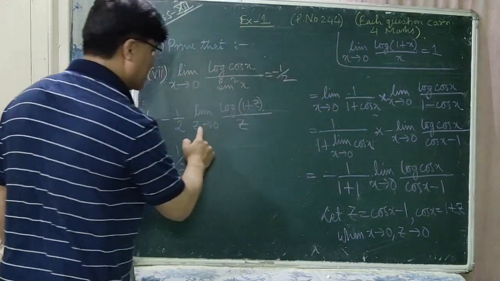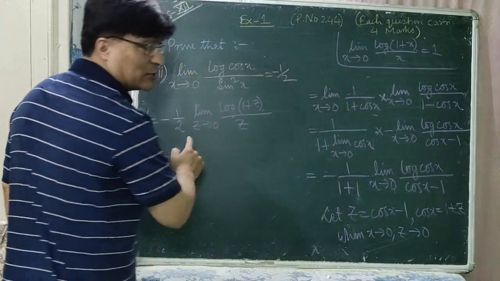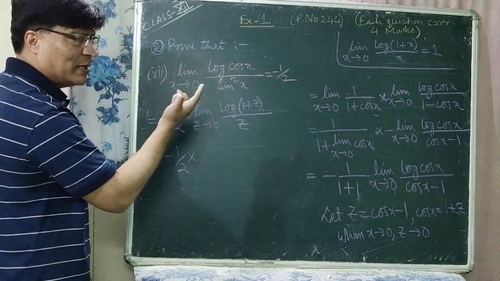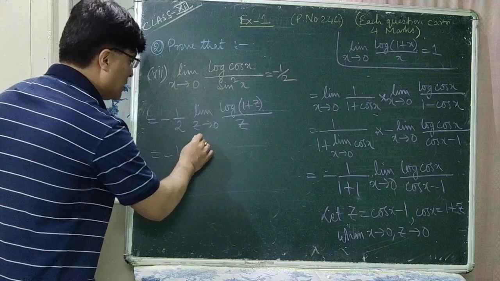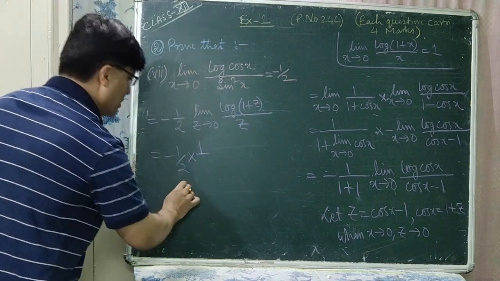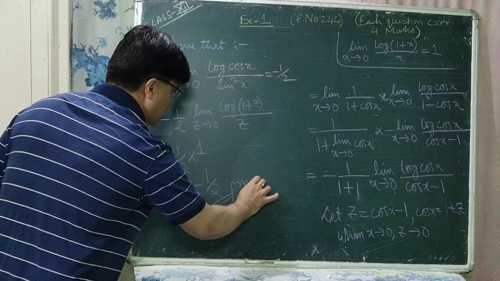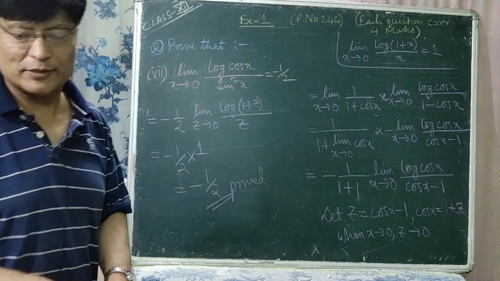So it is equal to minus half into, compare this limit with that standard limit. Instead of variable x, there is z. Limit z tends to 0 log of 1 plus z divided by z, and there it is log of 1 plus x divided by x. So the same standard form is out here, only the variable is changed. So what is the value of this limit? This is 1, which is equal to minus half, which is equal to the right hand side. So it is proved. So I think you have understood it.